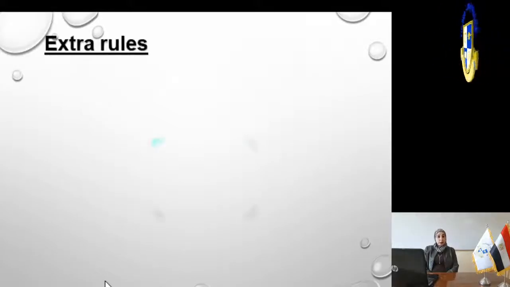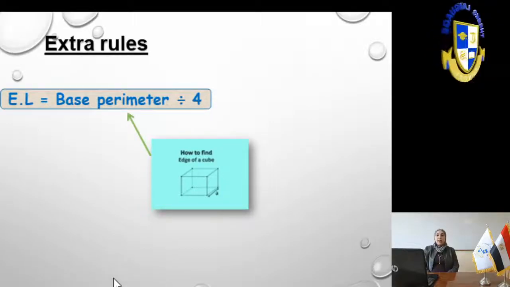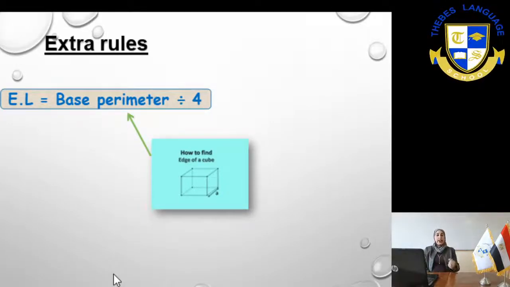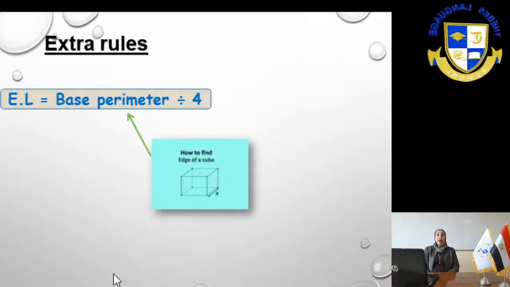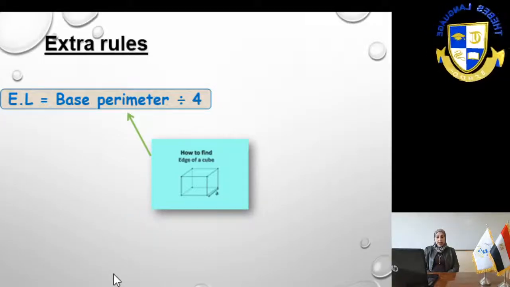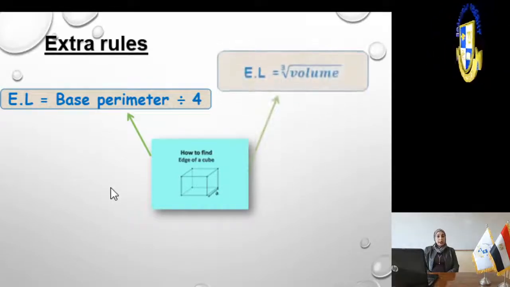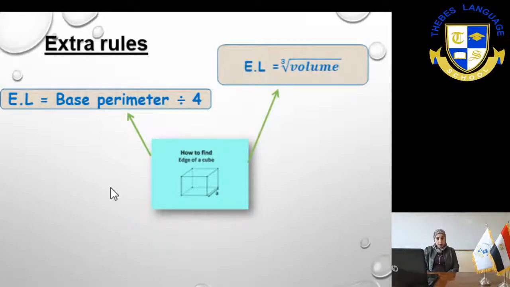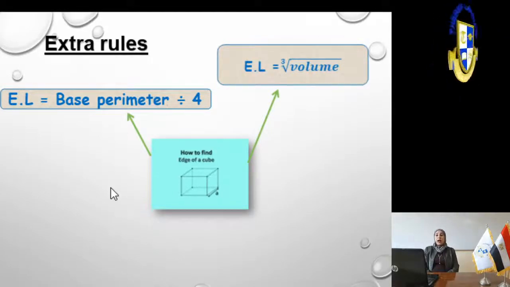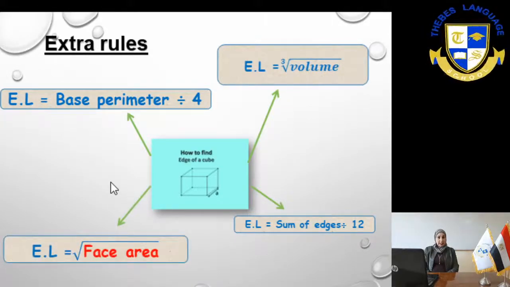We have extra rules we have studied before to calculate the edge of any cube. If the problem didn't give you the edge length of the cube, how could I calculate it? Let's see. If I have the perimeter of the base, I'll divide it by 4 to get the edge length. But if I have the volume as given data, I'll take the cubic root of the volume to get the edge length. While if I have the face area, I'll calculate the square root of the face area to get the edge length.